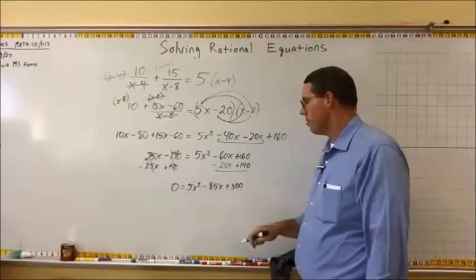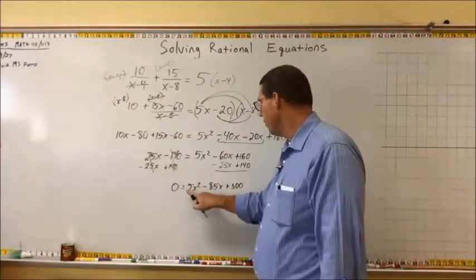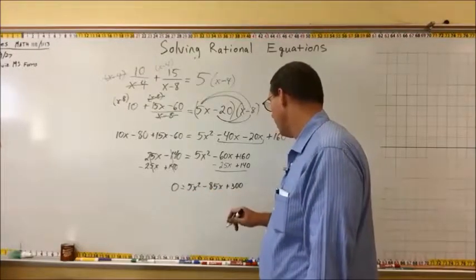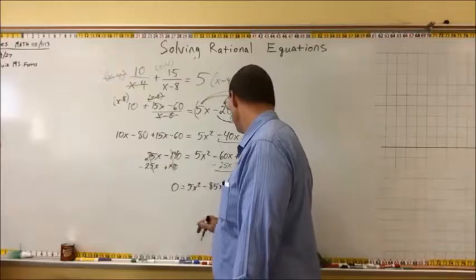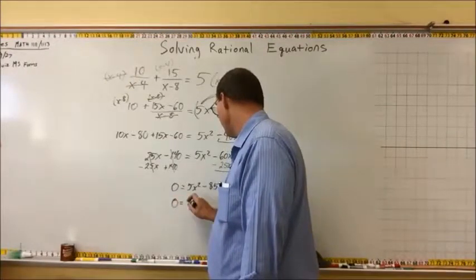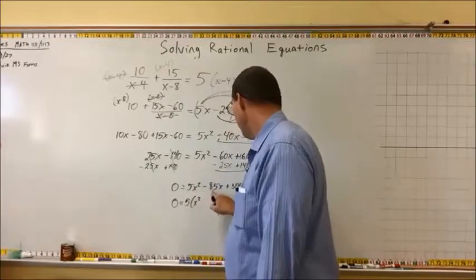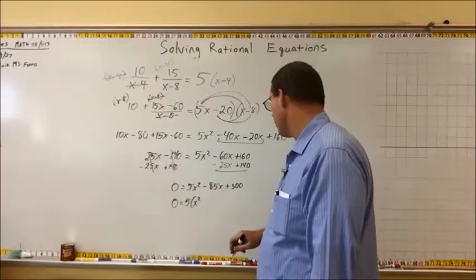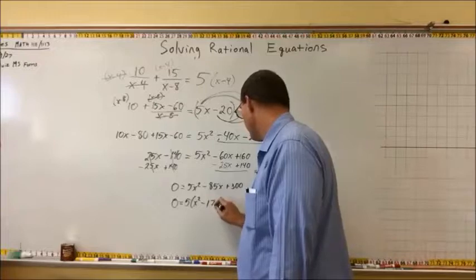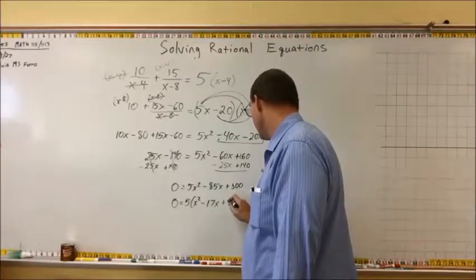And now, well, we're going to find out if it's factorable. So we've got a common factor here. 5 can be divided out of here, here, and here. Okay? So if we divide out 5, we get 0 equals 5 times x squared. 5 into 85 is 17. So minus 17x plus 5 into 300 is 60.